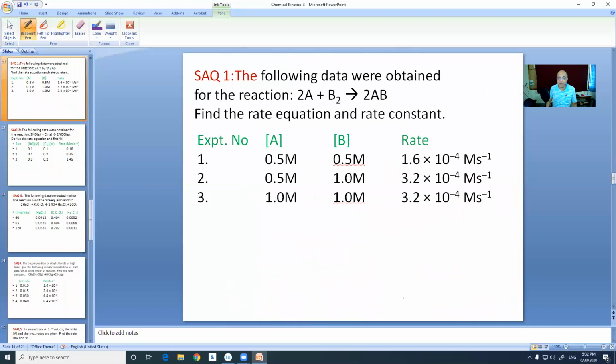Similar type of problems you will be getting. One more problem, then I will ask you to solve the rest at home, right? Now see, the following data were obtained for the reaction 2A plus B2 to AB. Forget about this 2, and this 1 has nothing to do. The order is determined experimentally. By chance, this stoichiometric coefficient can match with the order. That is maybe by chance.